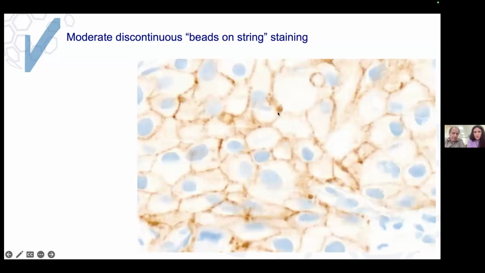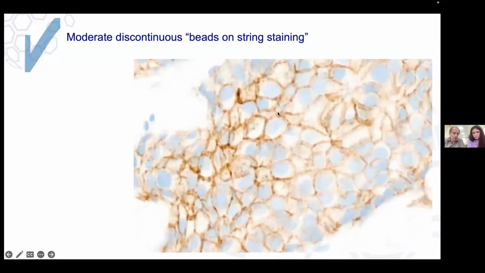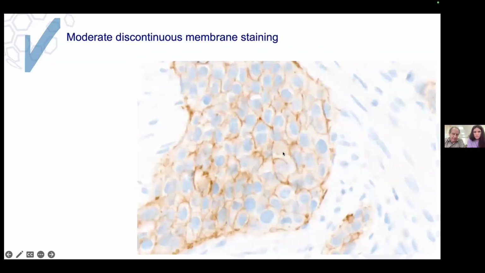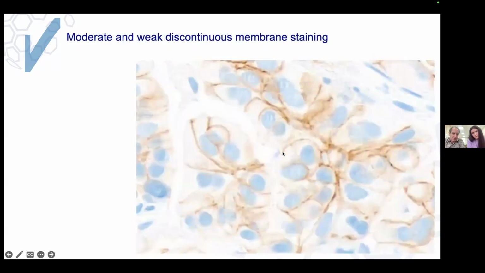Here is a higher power view of beads on a string, this discontinuous, variable intensity, variable thickness pattern, and more examples of these things. So the moment you see this and learn it, these are the typical clustering around the junction of 3 or 4 cells, forming these crow feet. And there's more examples of this. And then again, some basolateral staining, but discontinuous, so not continuous.